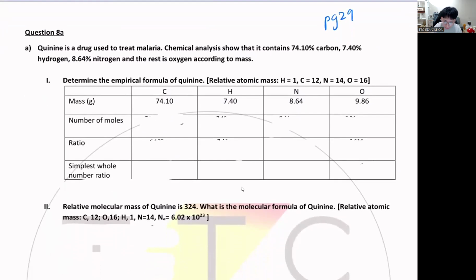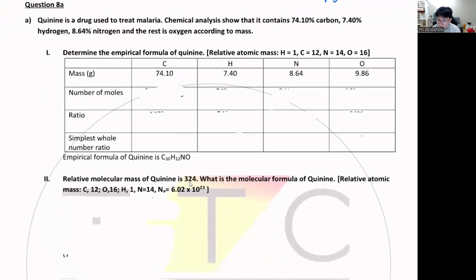So let's say right now my final answer is C10H12NO. Okay. This is the empirical formula of quinine. Okay. So of course, if this one okay, you can do later. You can do your own calculation. This one okay. I skip first. What I want to do is something like this.